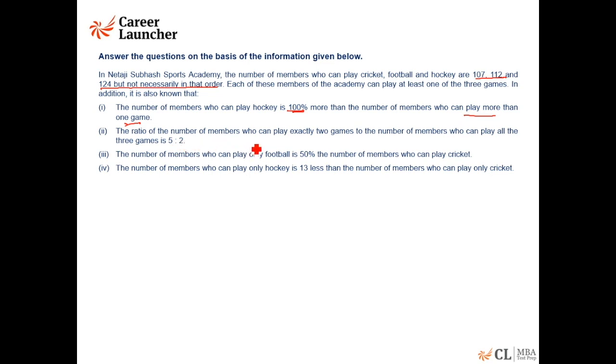The ratio of the number of members who play exactly 2 games to the number of members who play all the 3 games is 5:2. The number of members who play only football is 50% of the number of members who can play cricket.